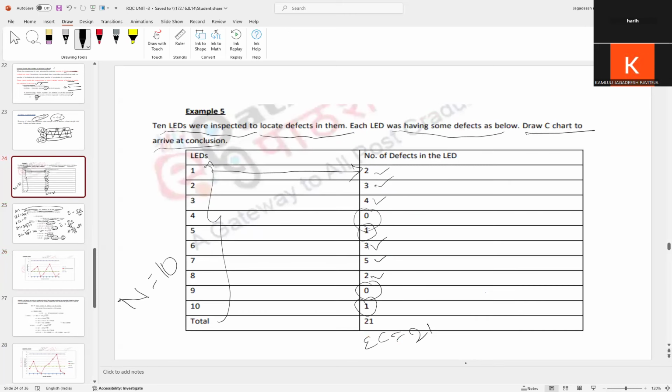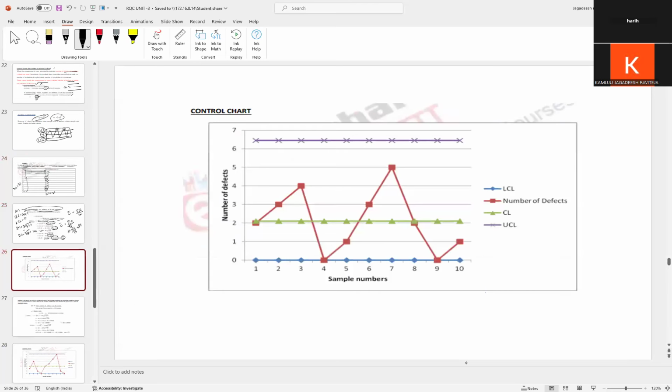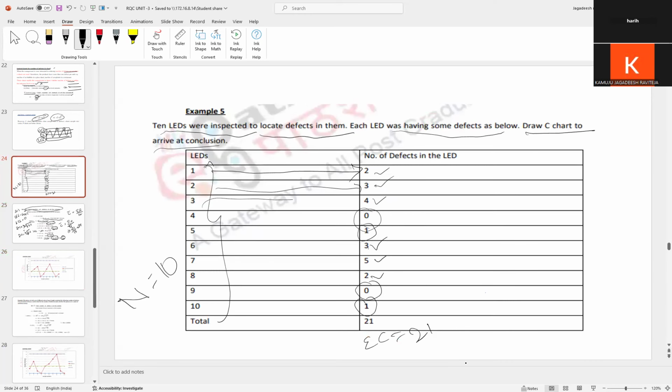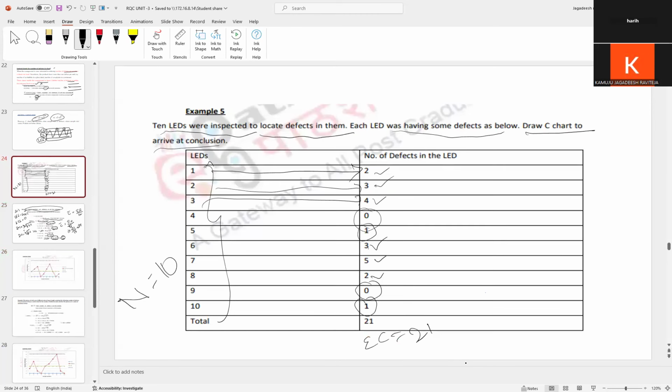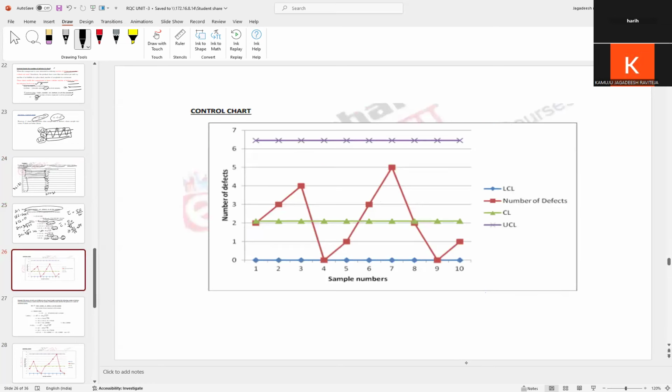And for the second LED, how many defectives do we have? 3 defectives. Therefore, under the second sample, we take it as 3. Next, the third sample. Under the third LED, how many defectives are there? 4 defectives. Next, coming to the fourth sample, there is no defective. That is, the defective value is 0.